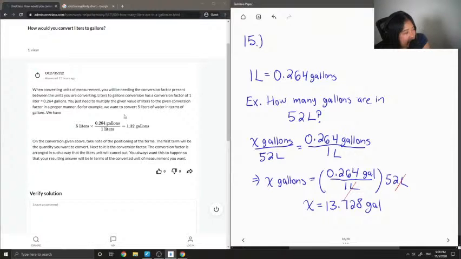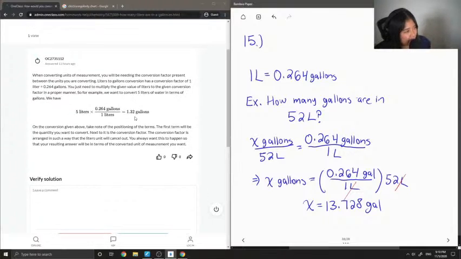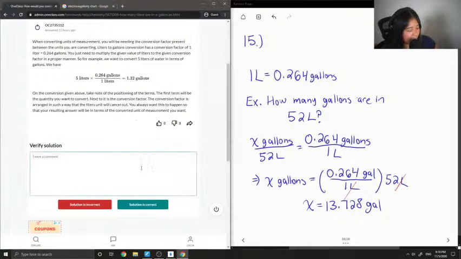On the conversion given above, take note of the positioning of the terms. The first term will be the quantity you want to convert. Next to it is the conversion factor. The conversion factor is arranged in such a way that the liters units will cancel out. You always want this to happen so that your resulting answer will be in terms of the converted unit of measurement you want. So that was very well explained. So I'm just going to say that this solution is correct.